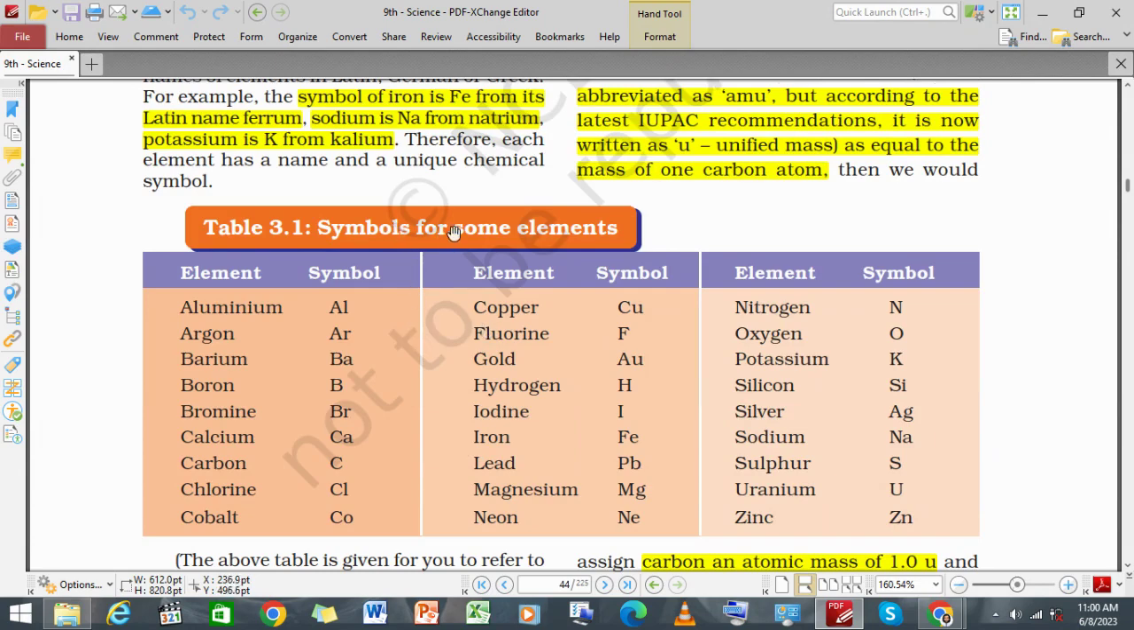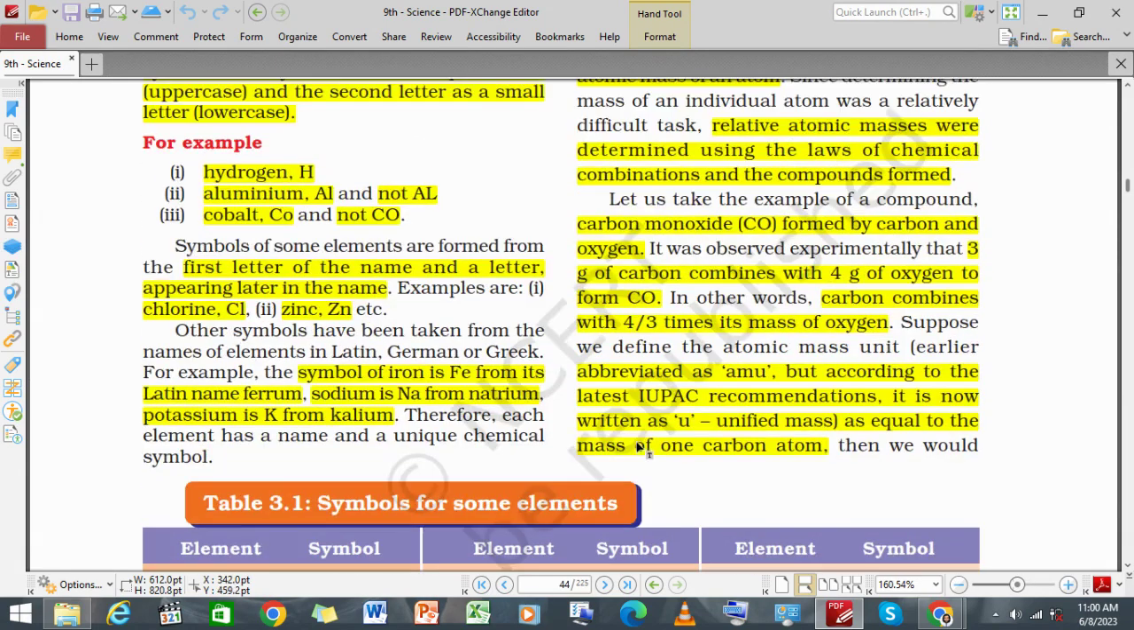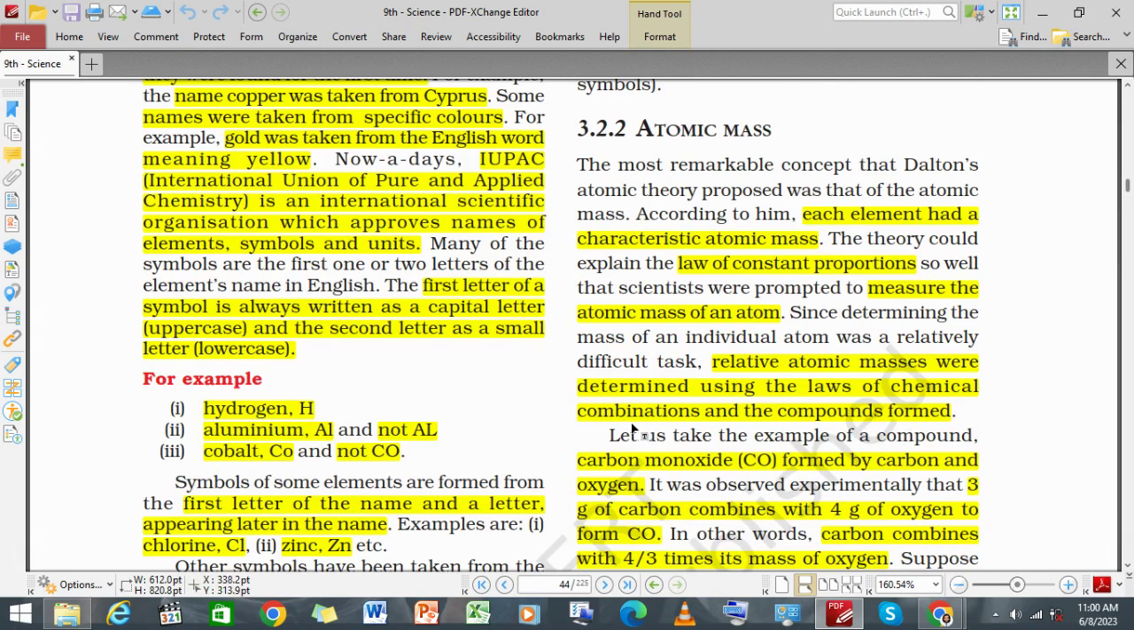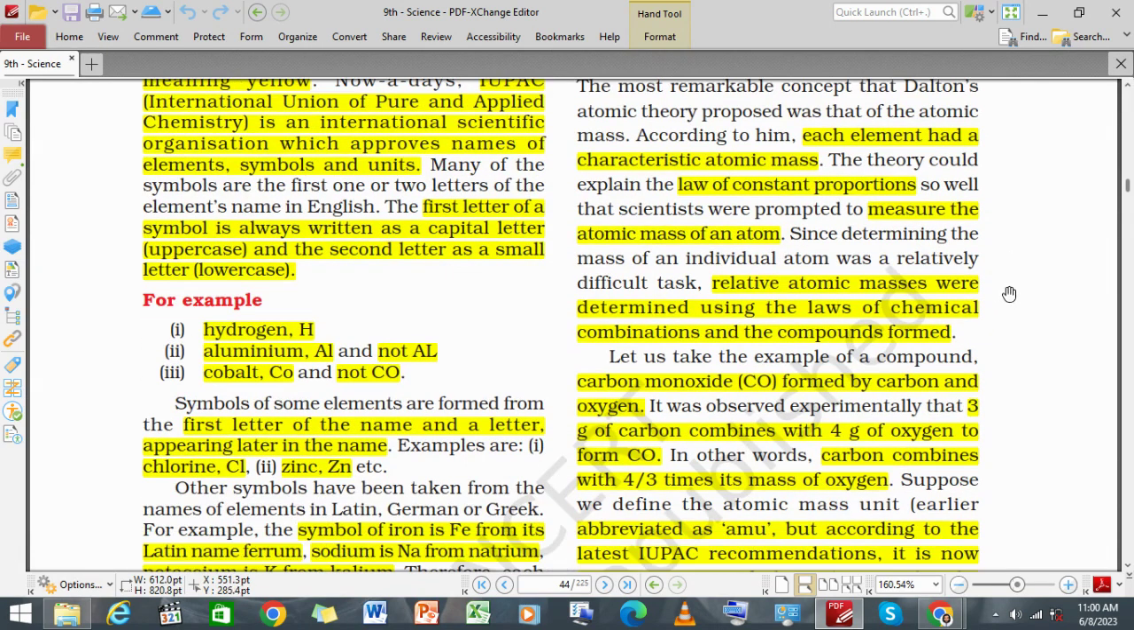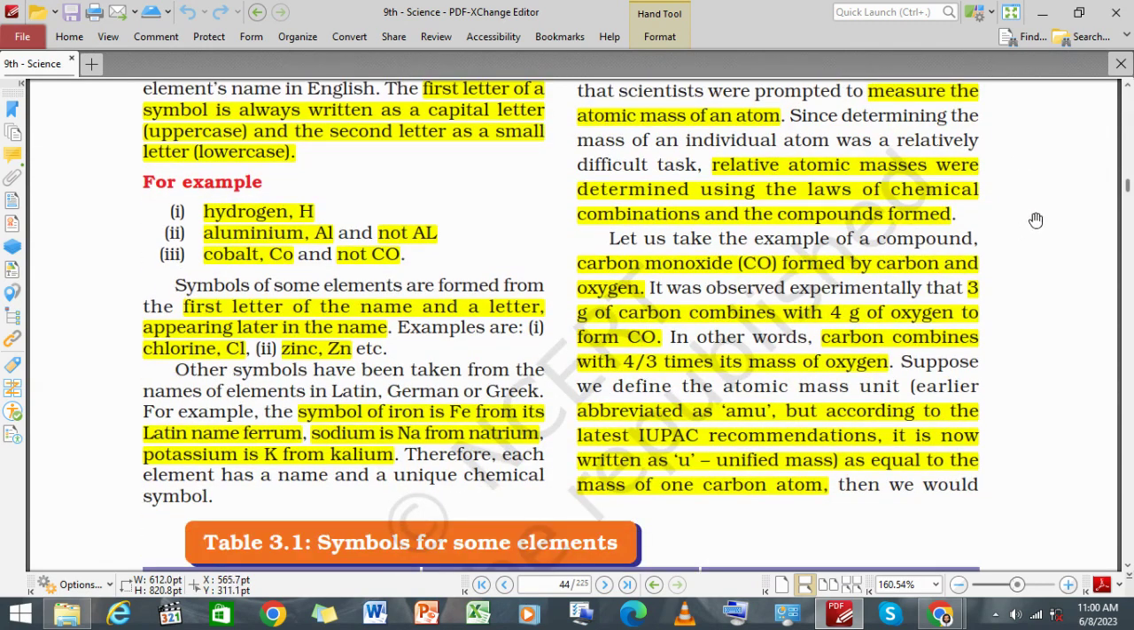So these are the symbols of some of the elements. What is atomic mass? Each element has a characteristic atomic mass. Law of constant proportion measures the atomic mass of an element. Sorry, atomic mass of an atom. That is the law of constant proportion. Everything is in constant proportion in an element, a mixture, or a compound.